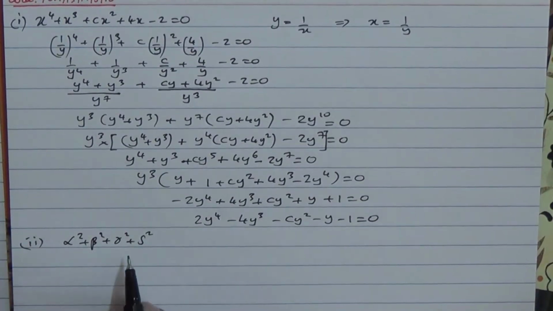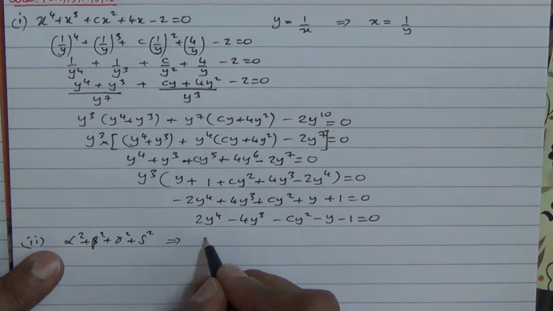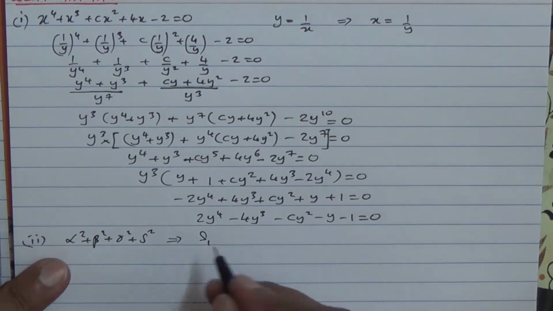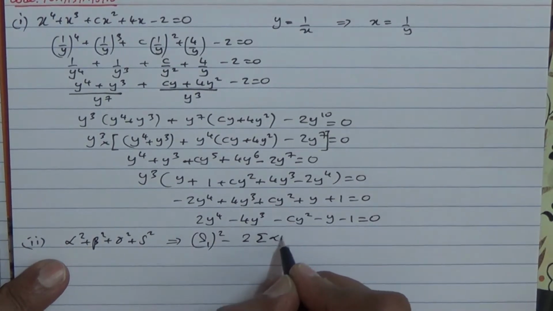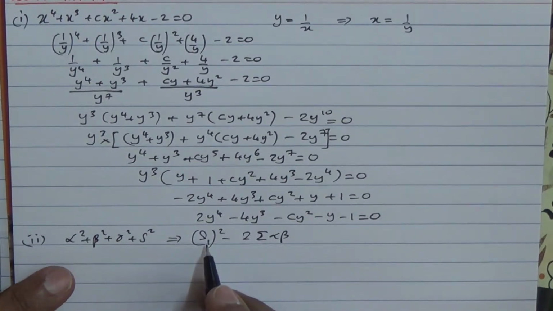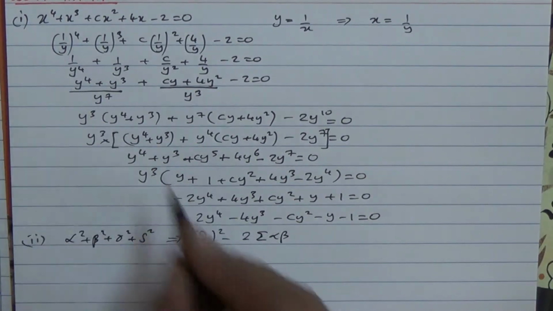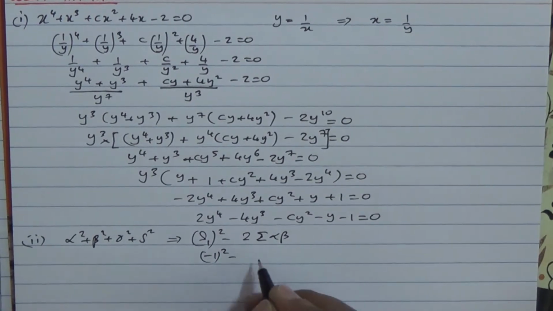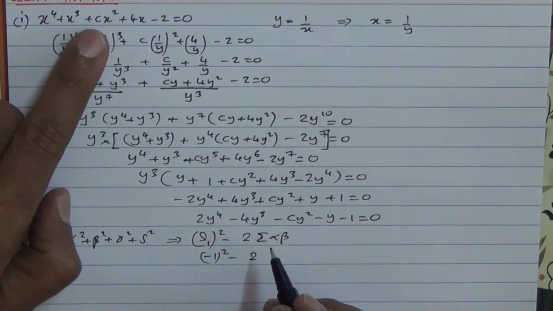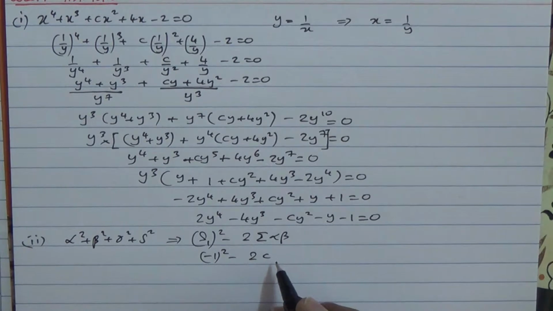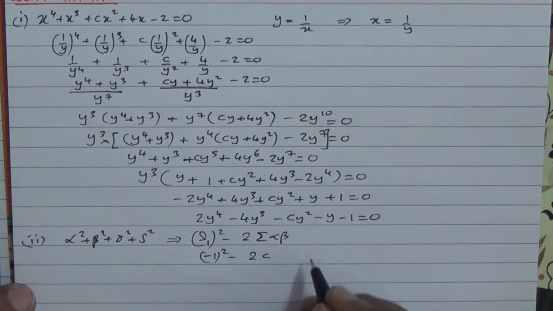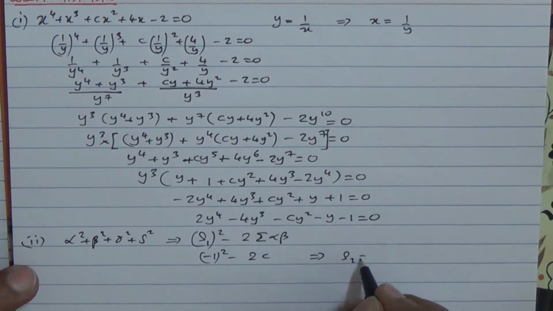Now for this part, we should remember that this is basically using the recurrence formula, S1 squared minus 2 times the sum of alpha beta. And if we do that, what is S1 from this equation? From this equation we clearly see that S1 is minus 1. So minus 1 squared minus 2 times alpha beta. And what is alpha beta? It is going to be c over 1, which is then c. Alright, so what we have then is 1 minus 2c. So therefore S2 is equal to 1 minus 2c.